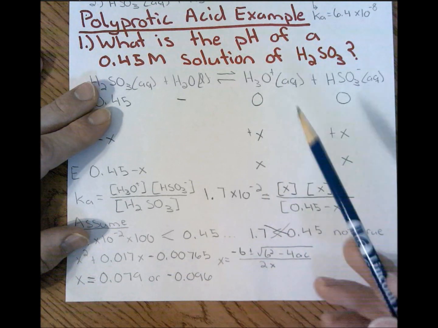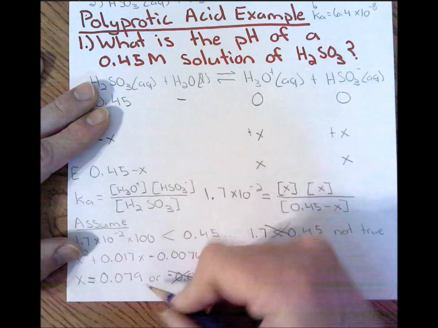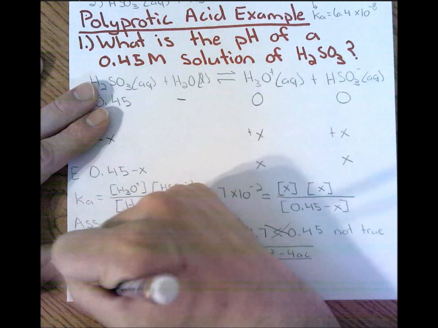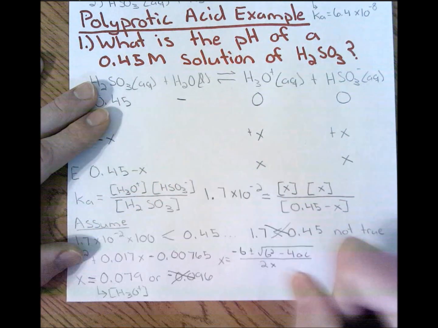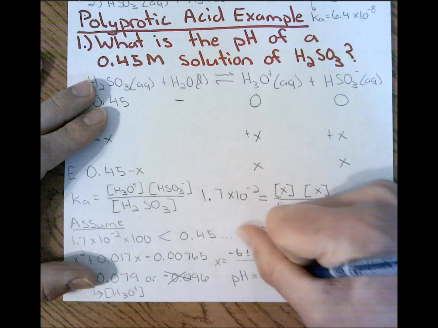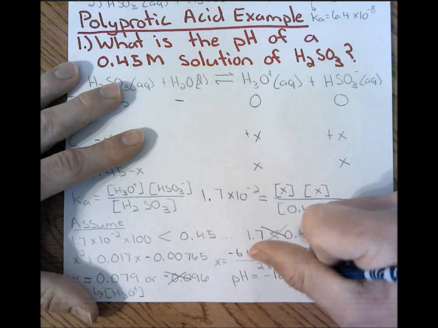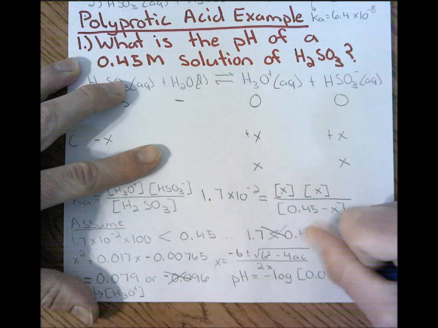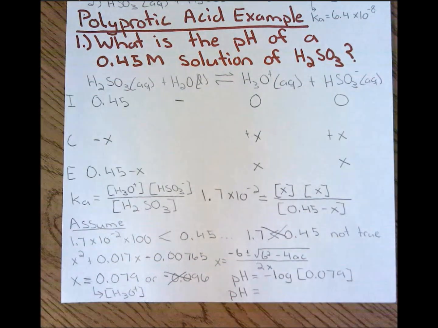So that means our pH is the negative log of this value here, 0.079. If we plug that into our calculator, we get negative log of 0.079. We press enter, and we get a pH of 1.10.